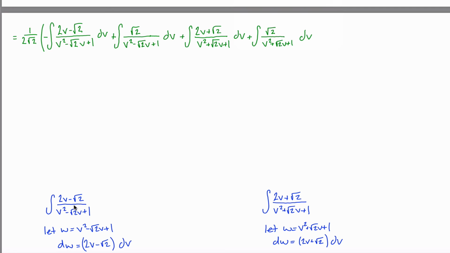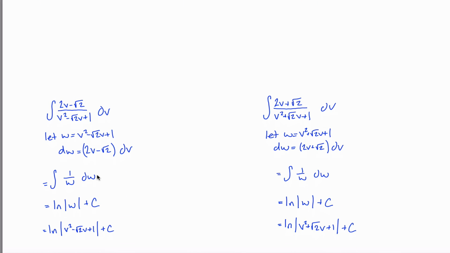So taking this first integral and solving it on the side here, I'm going to do this w substitution where w is the denominator, and that makes dw essentially the numerator. So what I end up with is the integral of 1 over w dw, which is just the natural log of the absolute value of w. And virtually the same thing works out over here, except now my dw is equal to 2v plus root 2, my numerator, because my w is v squared plus root 2v plus 1, which works out really nicely. I again end up with 1 over w, which when I integrate gives me the natural log of the absolute value of w, which I substitute in, and I take care of these two here.